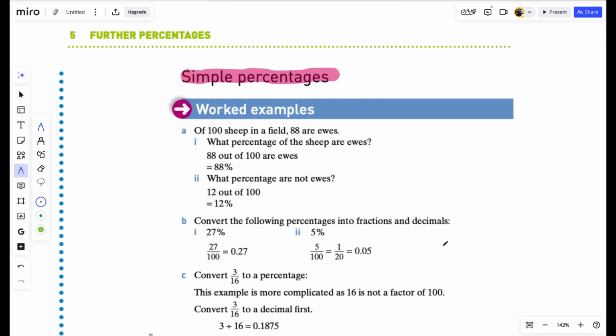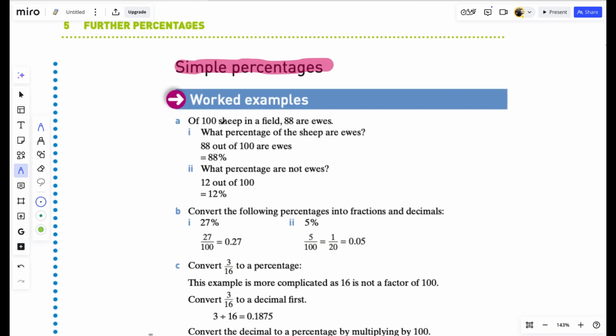Now, let's work out some examples. You say out of 100 sheep in a field, 88 are ewes. If you want to find what percentage of the sheep are ewes, 88 are out of 100. So you say 88 out of 100 means 88 over 100.